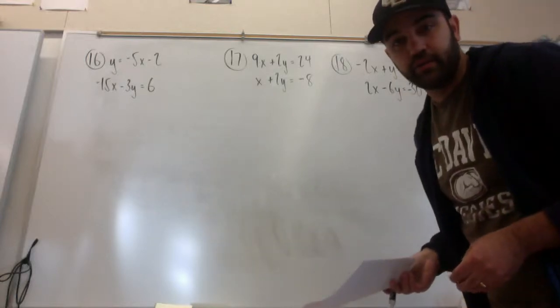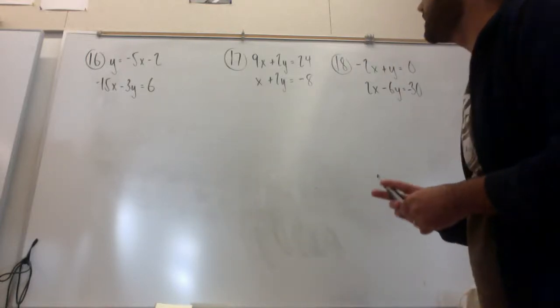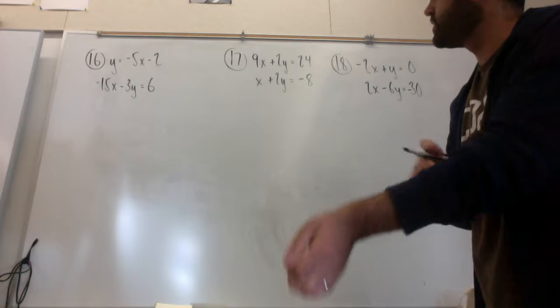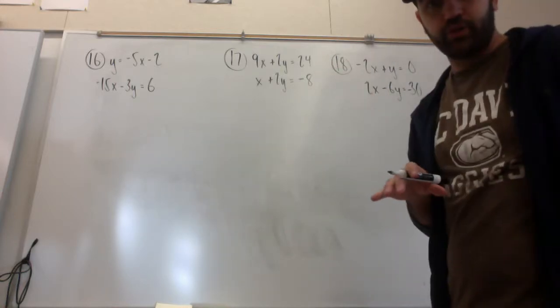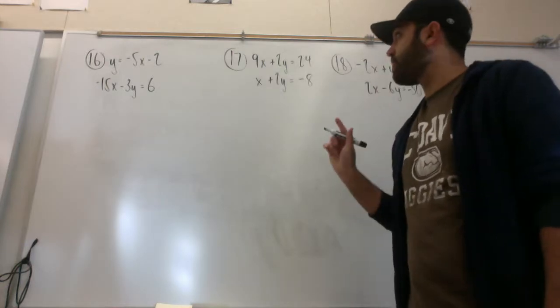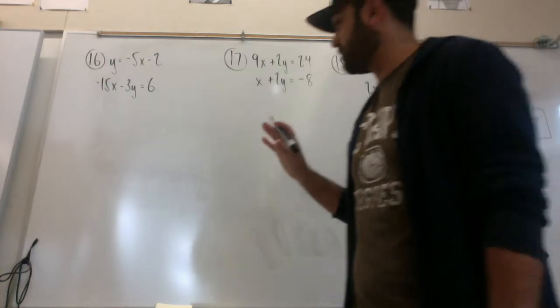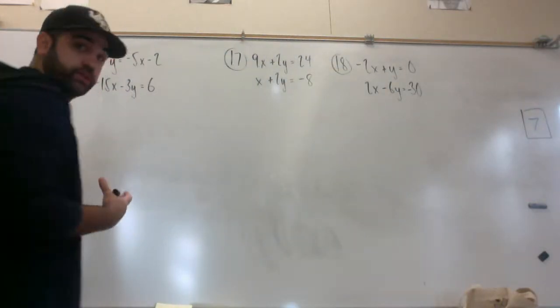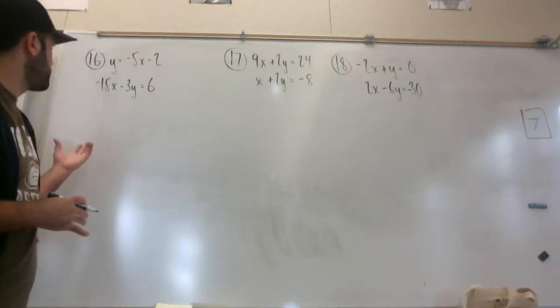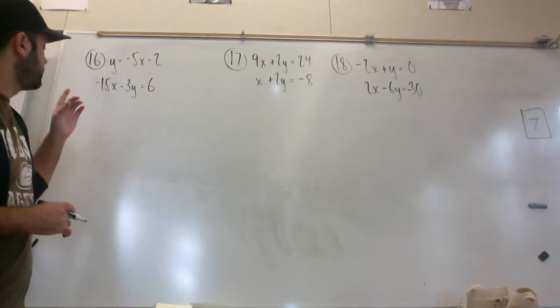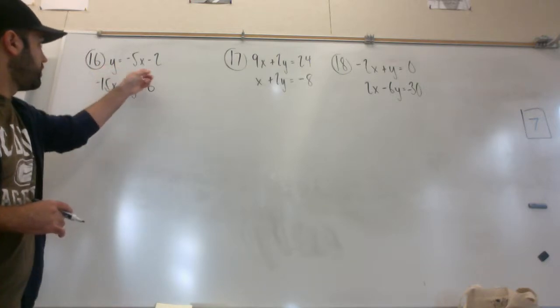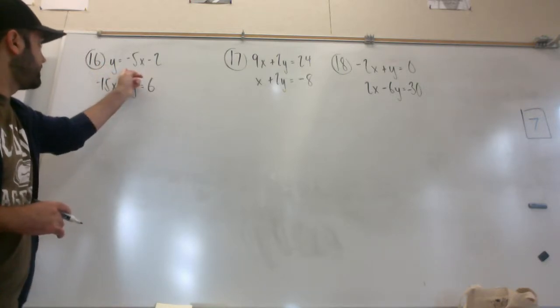We've got 16 through 18 here, all systems of equations. Number 16, the directions are to solve specifically by substitution. So what we do with that is we need to isolate a variable first, and then once we have a variable isolated, we can substitute the what we've isolated on the other side, right?